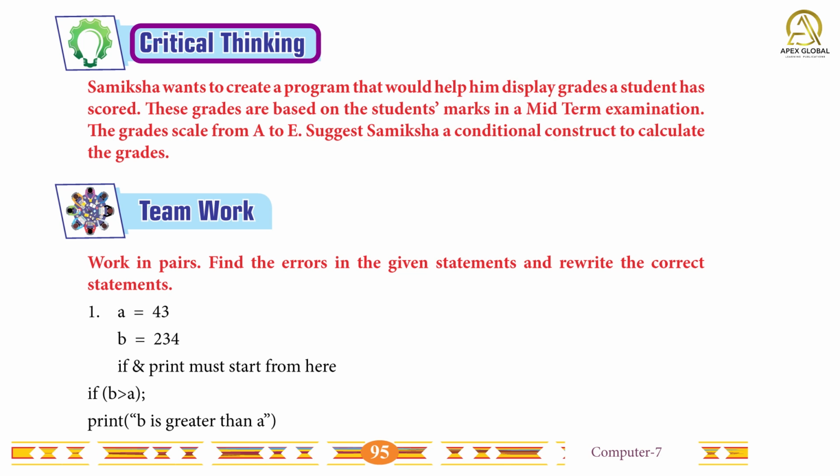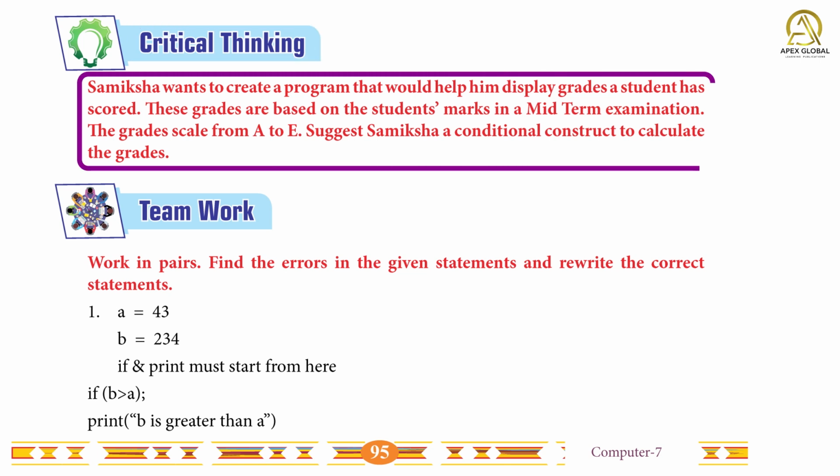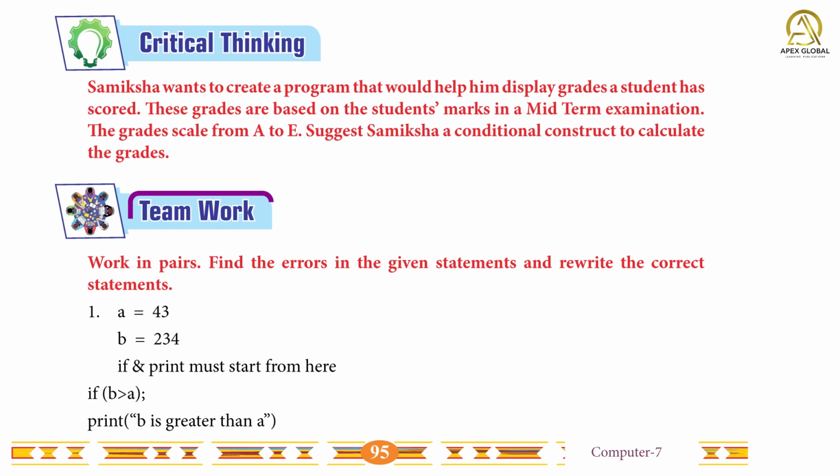Critical thinking. Samiksha wants to create a program that would help him display the grade a student has scored. These grades are based on the student's marks in a midterm examination. The grade scale is from A to E. Suggest to Samiksha a conditional construct to calculate the grades. Answer. Ask students to do it by themselves.